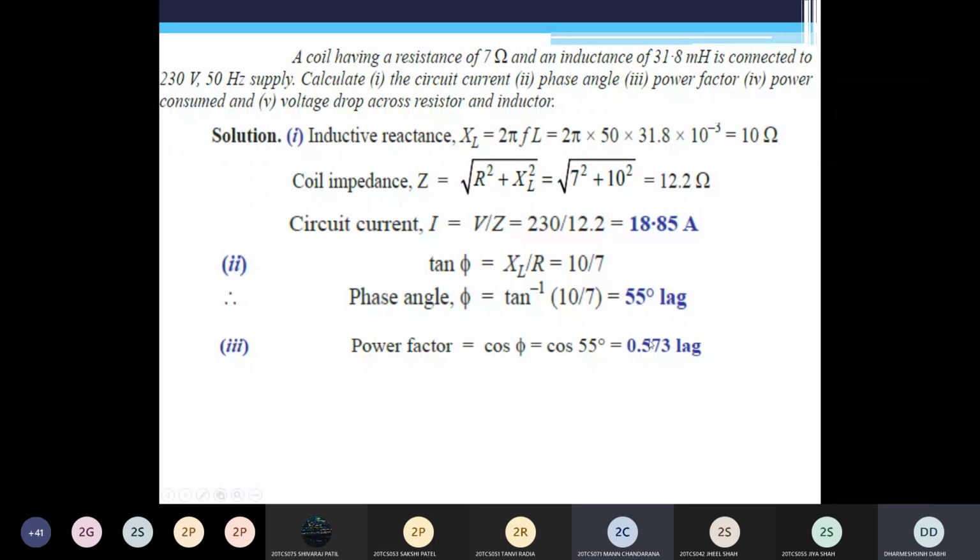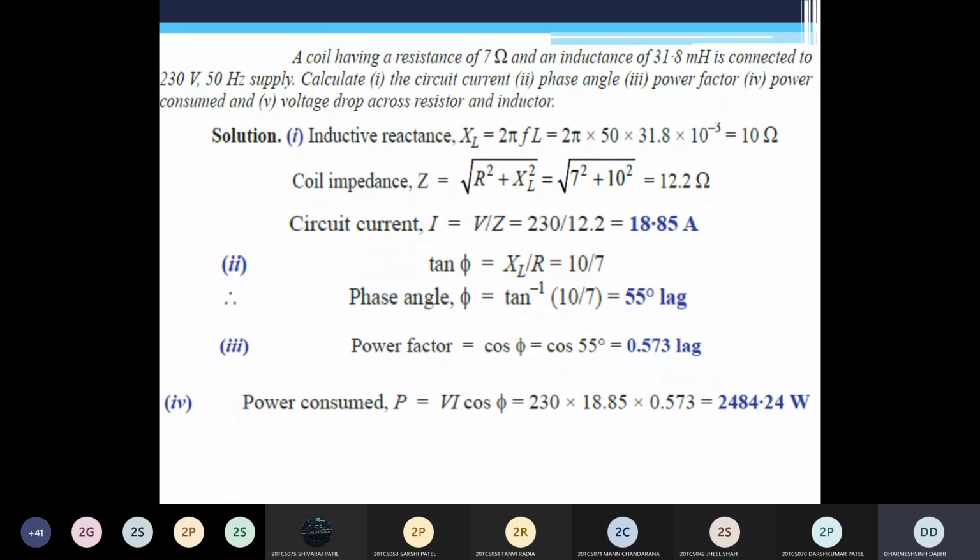Yes, 2484. See, you already calculated cos phi, 0.573 lagging. V is already given, 230 RMS. I we already calculated, 18.85. Yes, simply VI cos phi. You get the answer 2484.24 watt. What is the unit of active power or power consumed? So whenever it is asked that power consumed, it means that is the active power. Clear? Because only active power is consumed in your circuit. Clear, all of you?